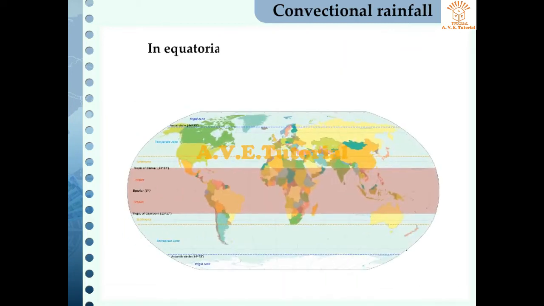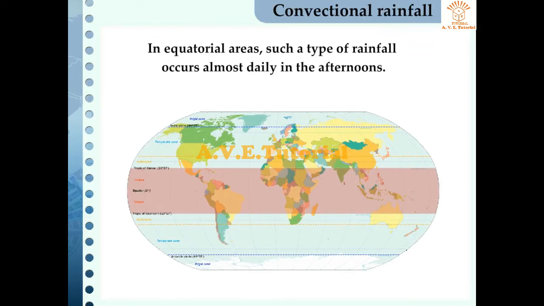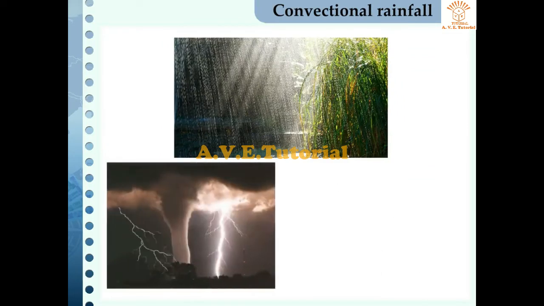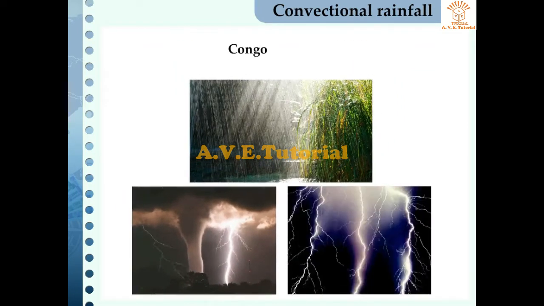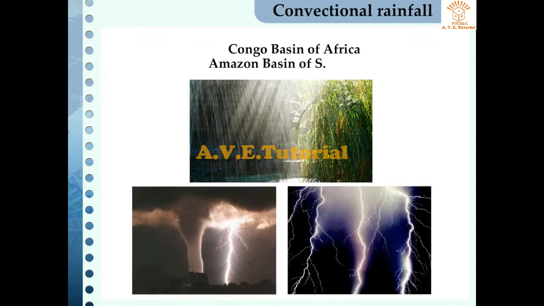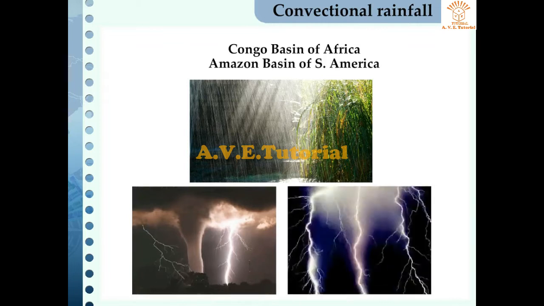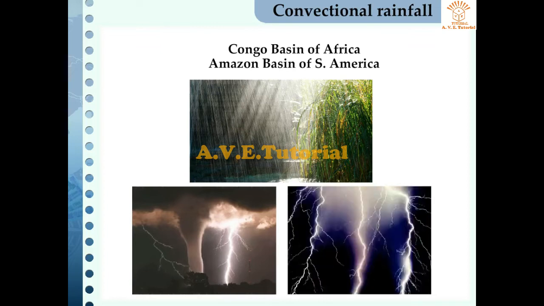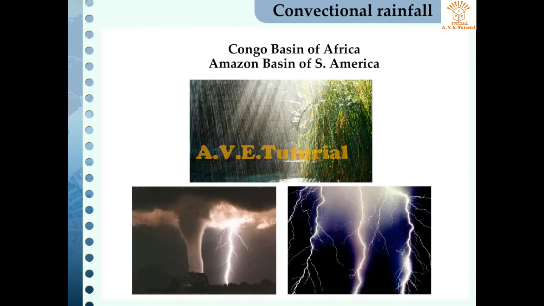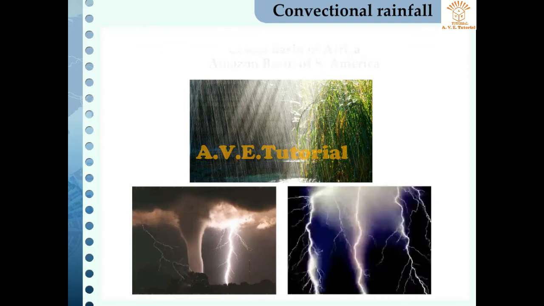In equatorial areas, such a type of rainfall occurs almost daily in the afternoons. Rainfall is accompanied by lightning and thunder. The Congo Basin of Africa and the Amazon Basin in South America experience convectional rainfall. Such a rainfall occurs in a very limited area in the world.